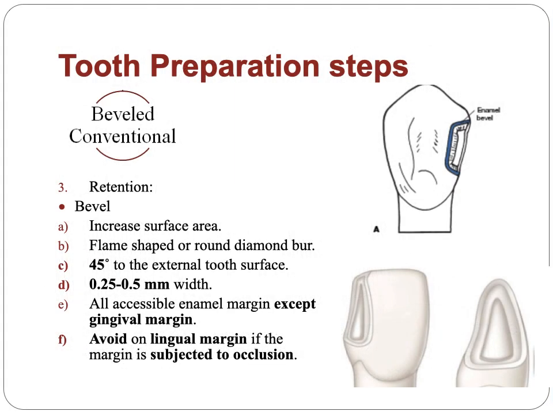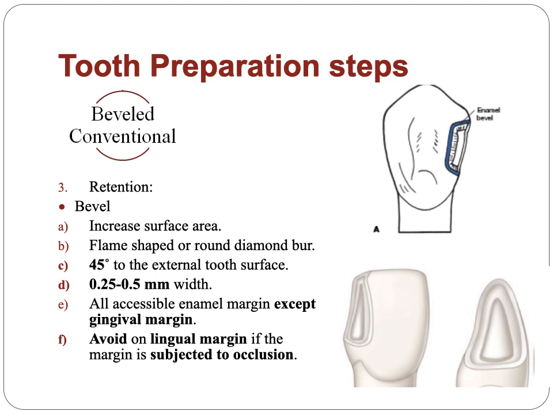So again, bevel increases the surface area. We usually use a flame-shape or round diamond bur to place the bevels. We tilt the bur 45 degrees to the external tooth surface and then place our bevel, and you will do this in the lab, inshallah. The width of the bevel is usually between 0.25 to 0.5 millimeter, and we place the bevel on all accessible enamel margins except the gingival area.